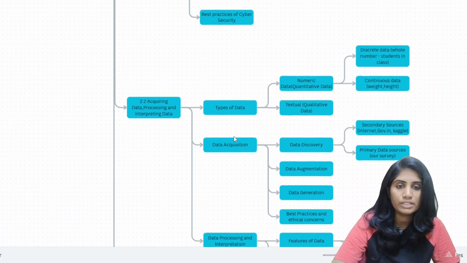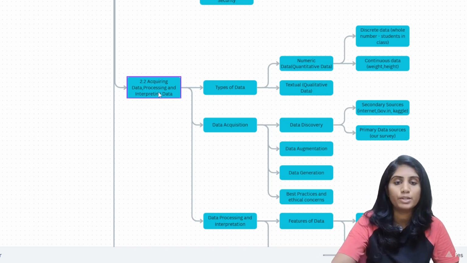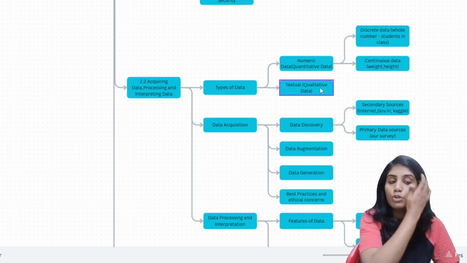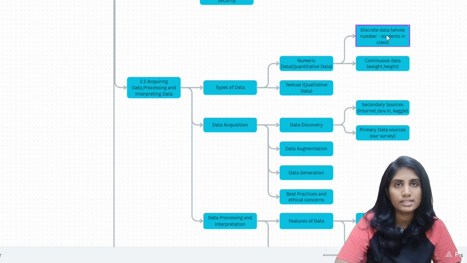Then we move to acquiring data, and processing and interpreting data. This is going to be our second subtopic in that unit. In that, we have types of data. In types of data, there are 2 types: mainly numeric data, which is quantitative data, and textual data, which is qualitative data. In numeric data, there are 2 types. One is discrete data, where we see it as a whole number. If you want to answer a question like how many students are there in the class, 60, that is discrete data, and it is not continuous data.